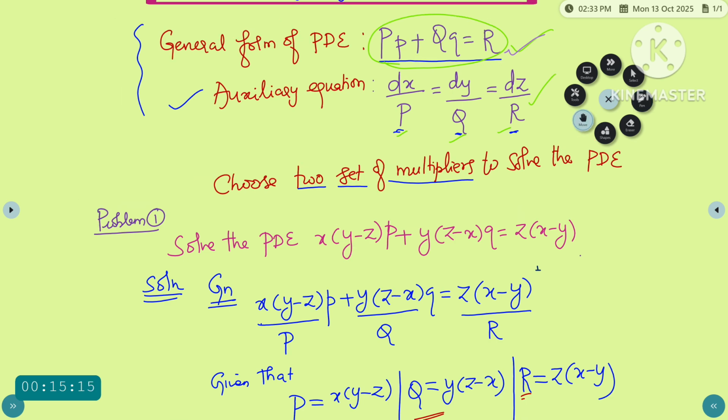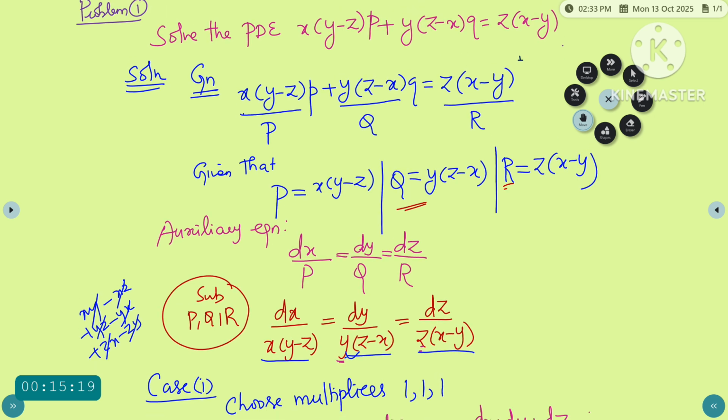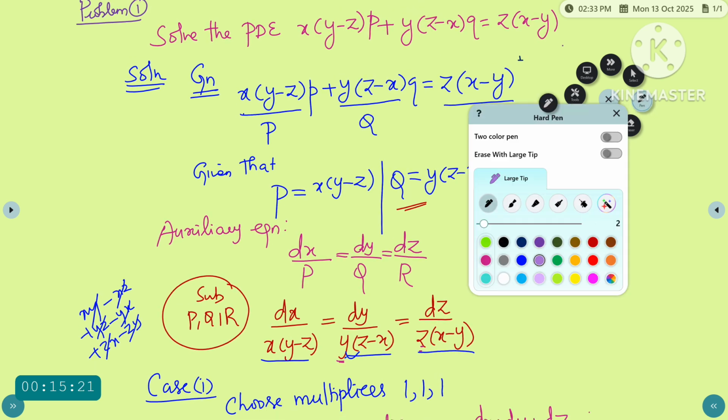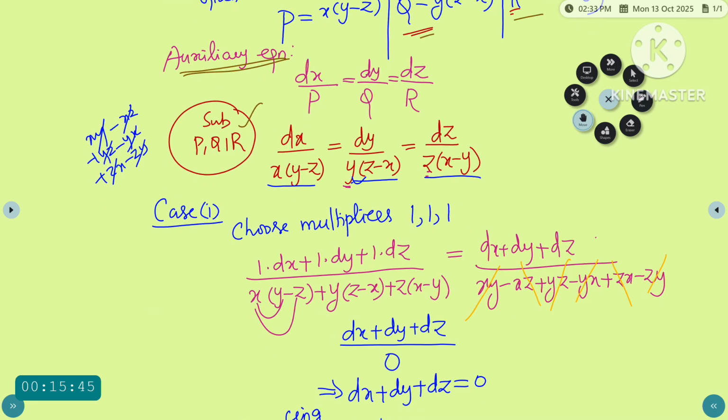In this example, the given equation is in the form of Pp plus Qq equal to R. From the given equation, we are able to write the P, Q, R values. Then our auxiliary equation is dx by P equal to dy by Q equal to dz by R. Substitute the values for P, Q, R respectively, and we get this auxiliary equation. Now, as per the procedure, choose two sets of multipliers.